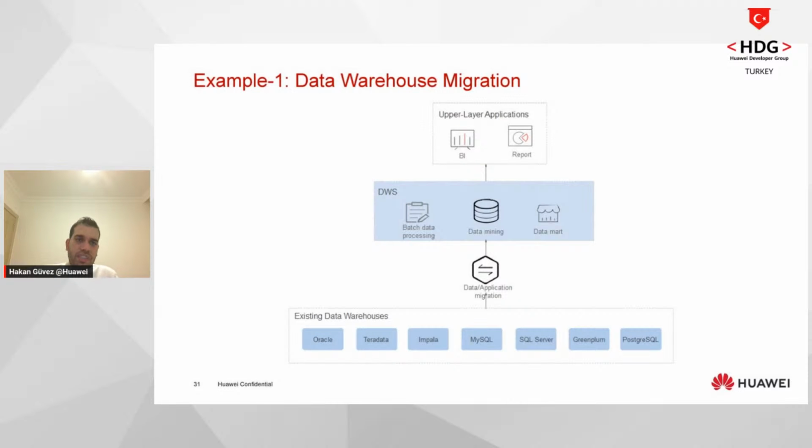This is an example of data warehouse migration. The data is taken from the existing data warehouse, whichever DB or DBs are used in your company. These are made ready to migrate. After this progresses, the data comes into DWS and the relevant operations are carried out here. The transactions are completed with the BI and reporting section, the upper layer.